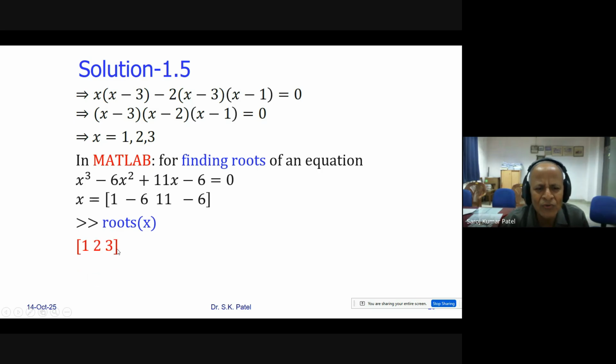That is 1, 2, 3. Means x is equal to 1, x is equal to 2, x is equal to 3. At these values, this x cube minus 6x square plus 11x minus 6 will be equal to 0. Either you find out the solution of an equation manually by factorizing it, or you can use the computer, and if you are using MATLAB, use the function roots and solve this equation. Find out the roots.